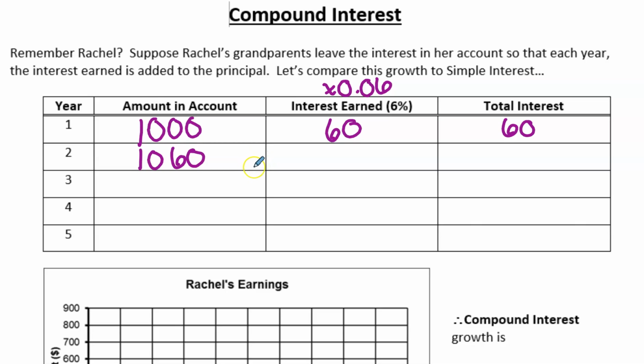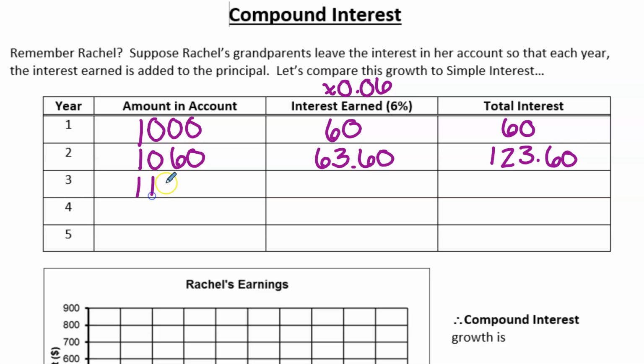All right, and then this time the interest is not going to be 60 all the way through, because now we're going to calculate interest on this amount. Okay, so we're going to take the 1060 and multiply this by 0.06. When we do that, we get $63.60. So now we're earning a little bit more interest because we have a little bit more money in the account. Okay, so in total, in interest right now, Rachel has earned $123.60. Okay, so now again, instead of taking this money out, we leave it in.